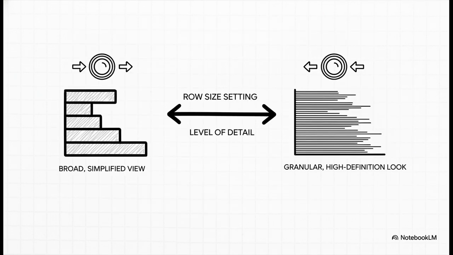Now think of row size as the resolution setting on your camera. If you use a lower number, you get fewer, bigger rows. That gives you a broad, simplified view of the major zones. If you crank up the number, you get more rows, giving you this super granular, high-definition look at every little level.